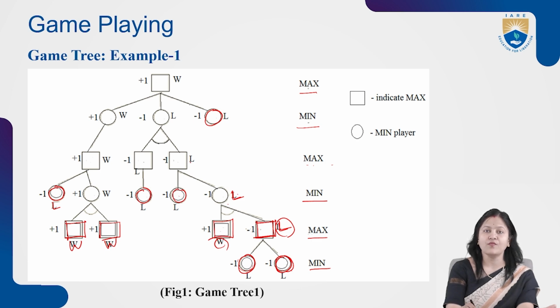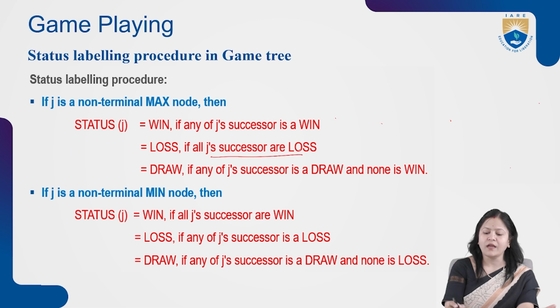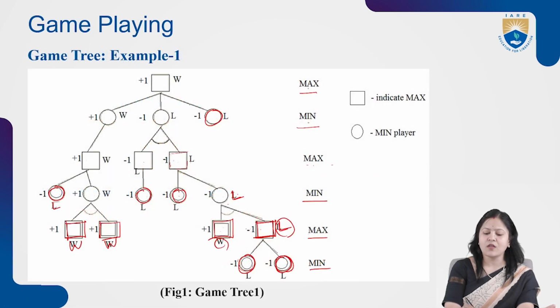What would be the value for this one? This node, this parent is present. You have to check where the parent is present. The parent is present in the max player. So as per the max rule, if both the successors are lost, then it is considered as loss. Now you can see here, this is loss and this is loss, and the parent is present in the max layer, so that can be considered as loss, right?